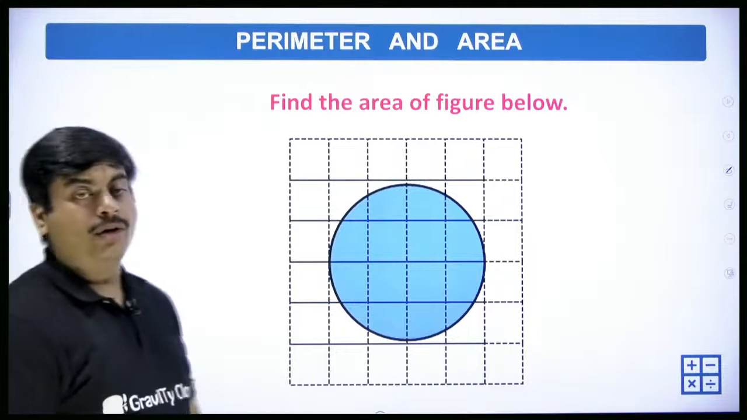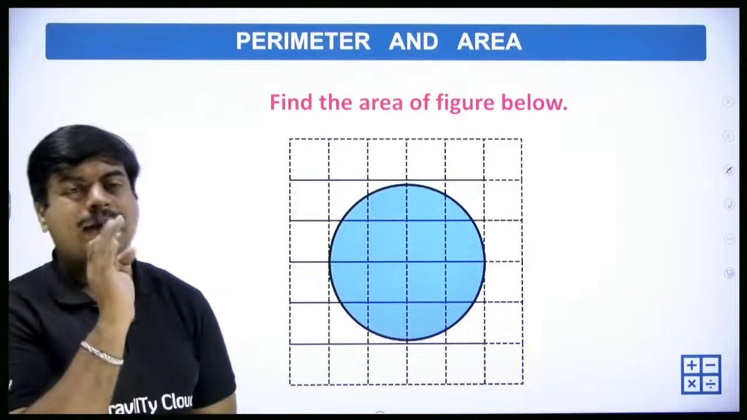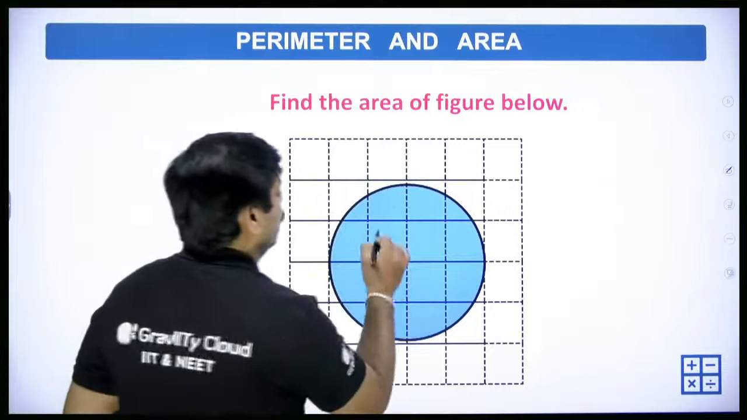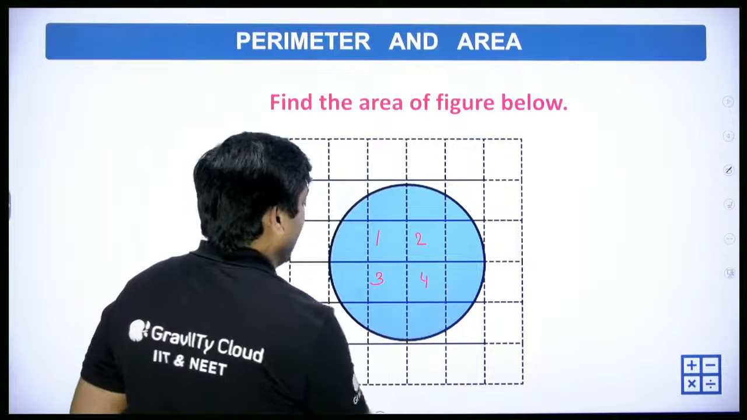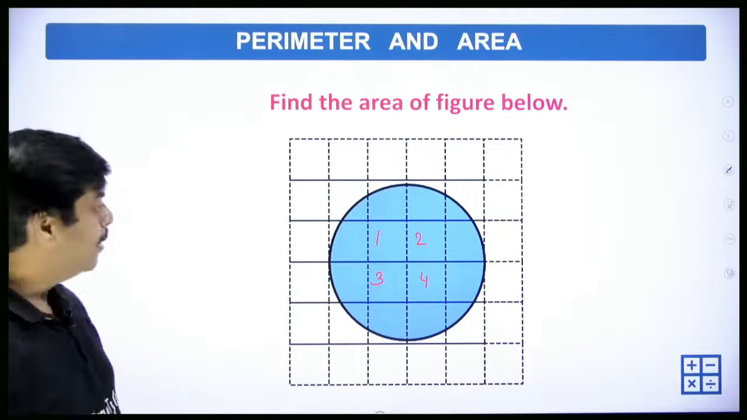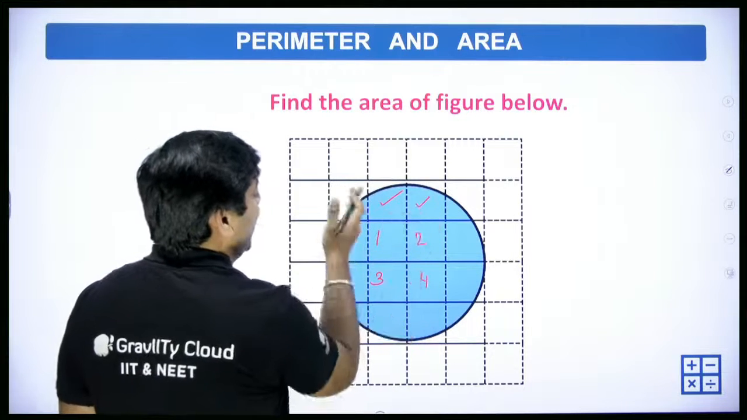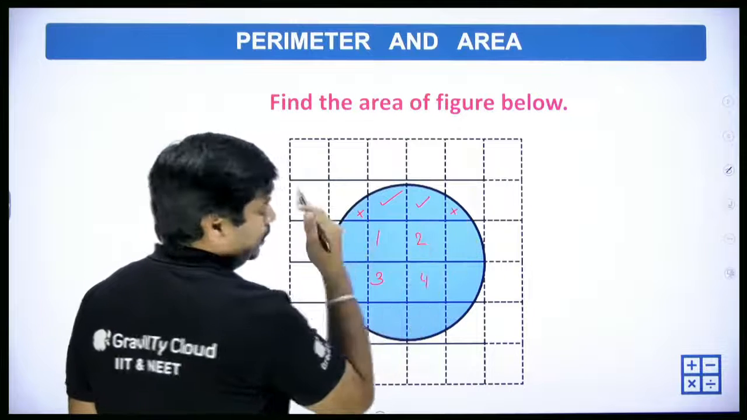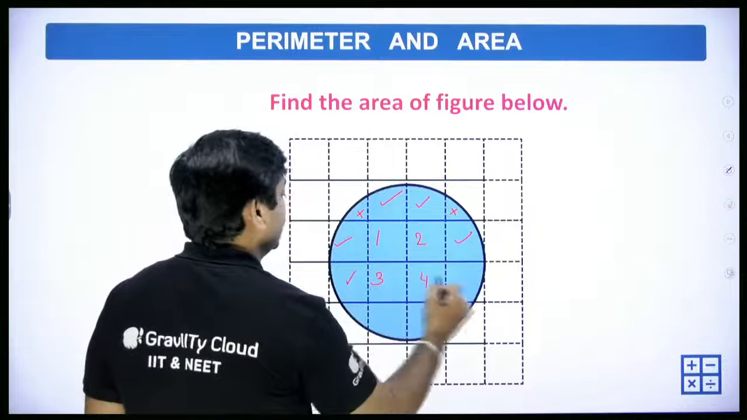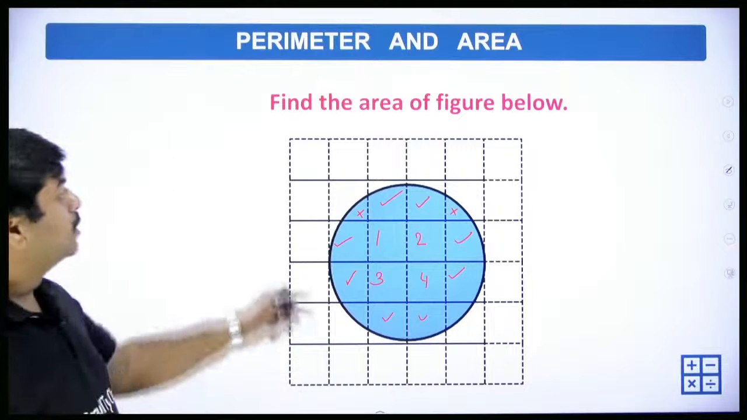Next, find the area of the figure below. Now there is a circle here, don't worry about that, just concentrate on the squares. So here we have 1 2 3 4, 4 perfect squares, plus this is more than half, include 1. More than half, include 1; less than half, delete. It is included. So all these are included. Okay, again at the corner. So find the area.